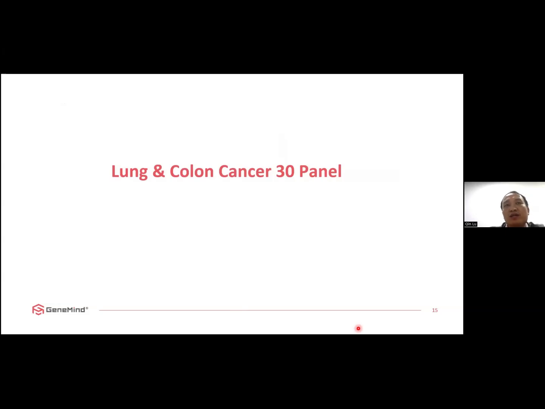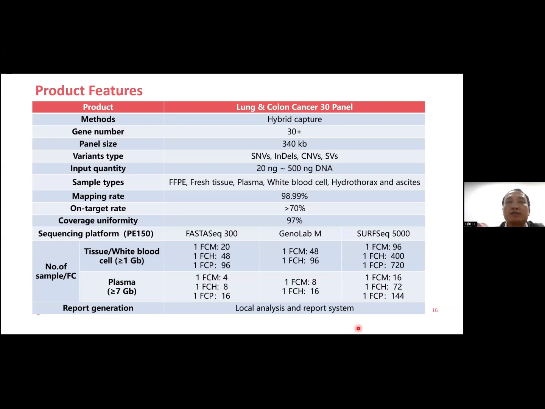And here are some details for the panel. The first is a small panel for lung cancer and colorectal cancer. And we see we had these three platforms, with different numbers of samples. This number is for tissue or for white blood cells. If we need paired samples, the number will be half.